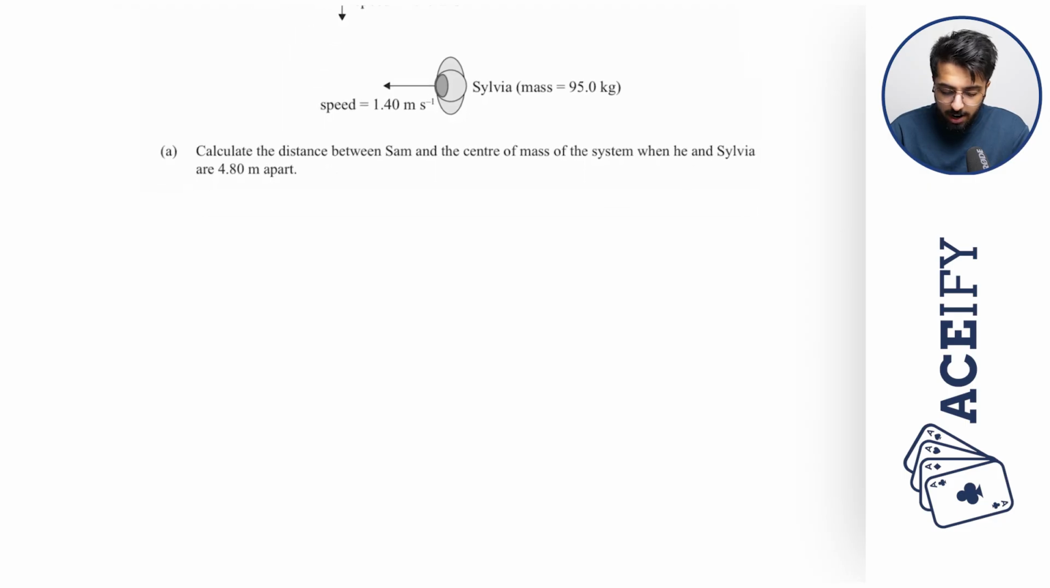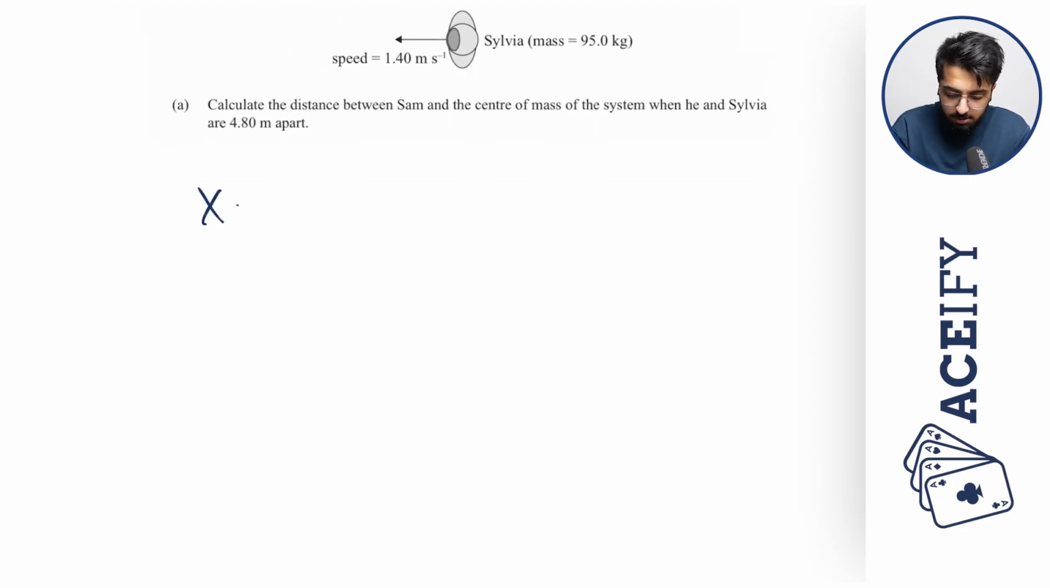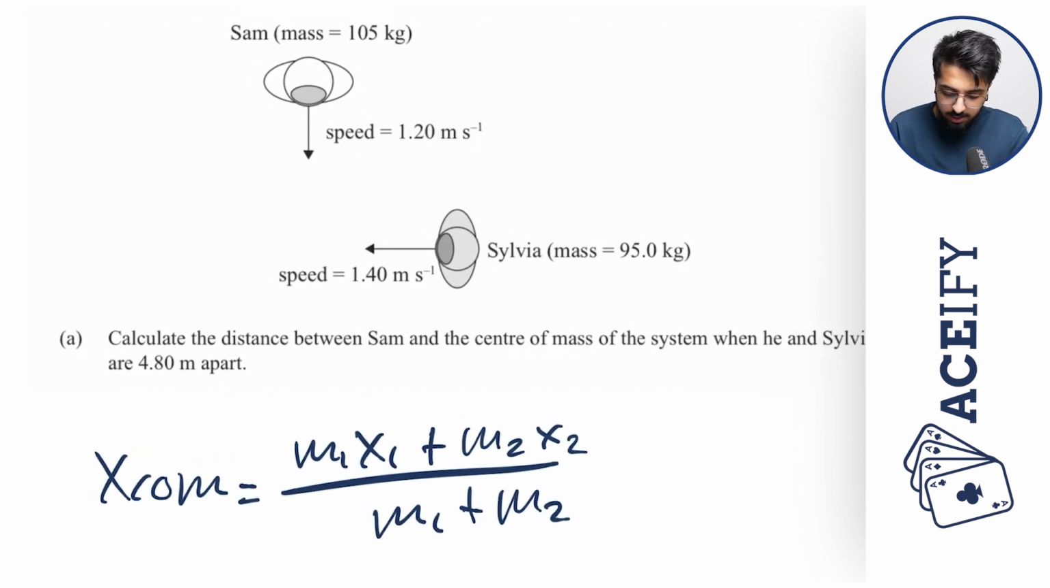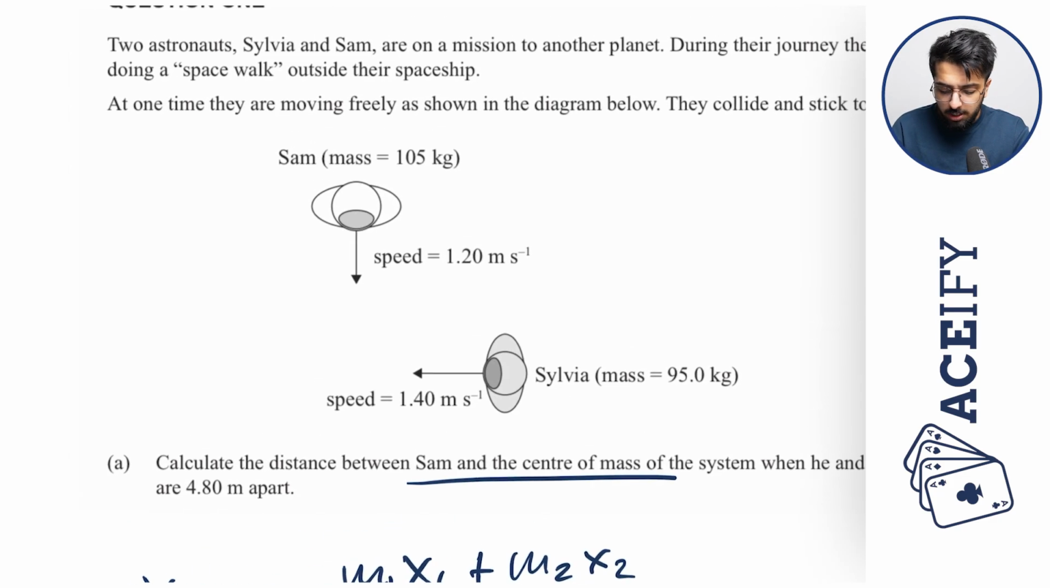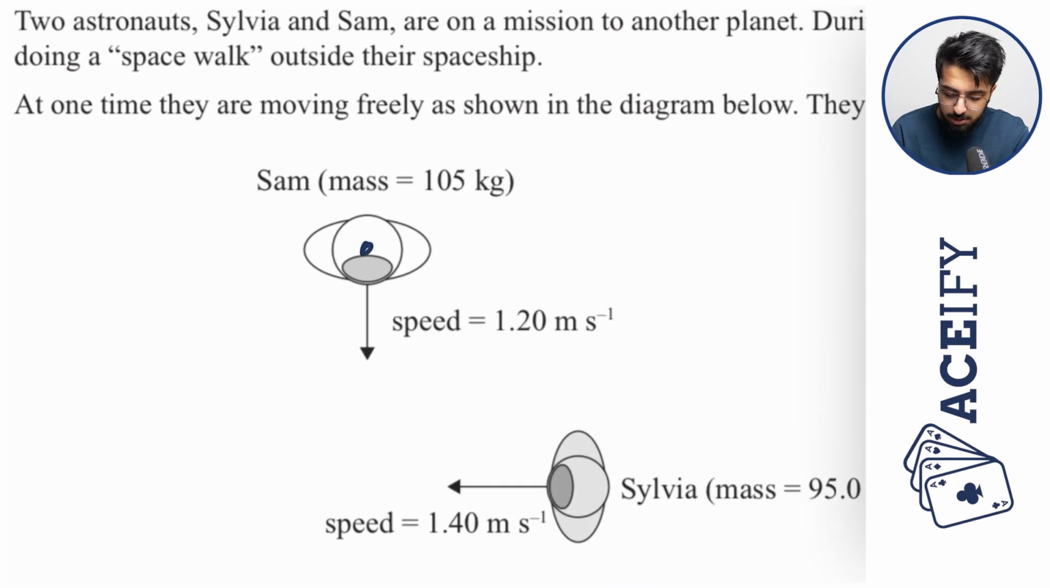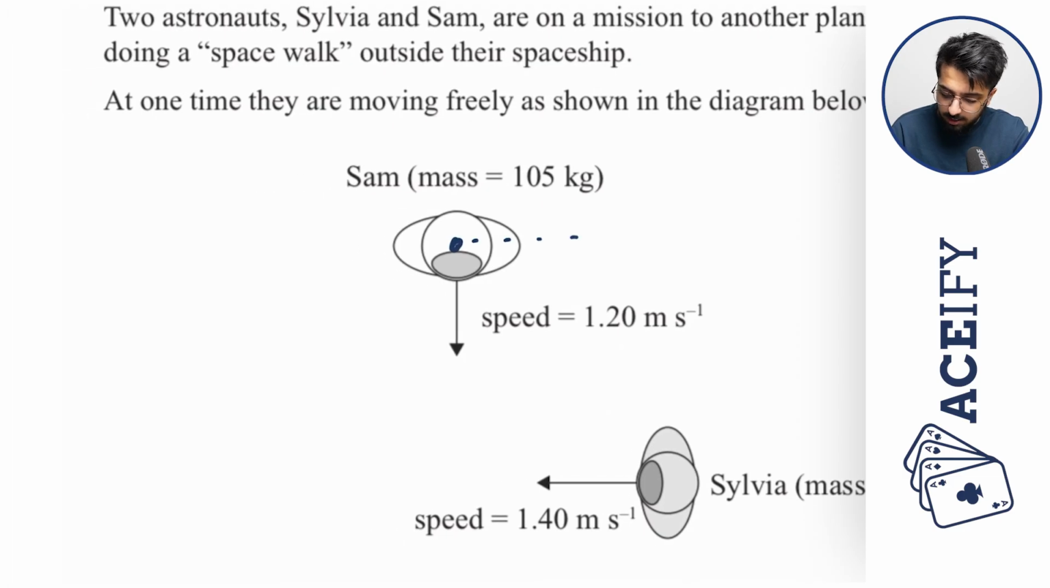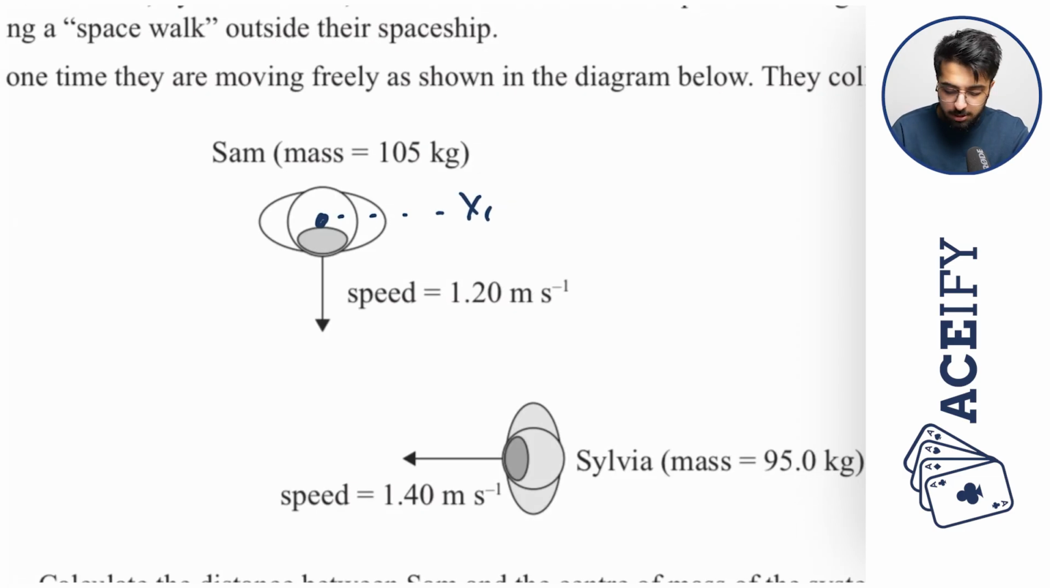Alright, so we know our equation for center of mass is x center of mass is equal to m1 x1 plus m2 x2 all over m1 plus m2. Now it wants us to calculate the distance between Sam and the center of mass of the system, and so what we can do is we can set Sam as the reference point, and therefore we can call this x1, and because Sam is the reference point, x1 is equal to 0 meters. And therefore Sam will be our m1, and therefore m1 is 105 kgs.